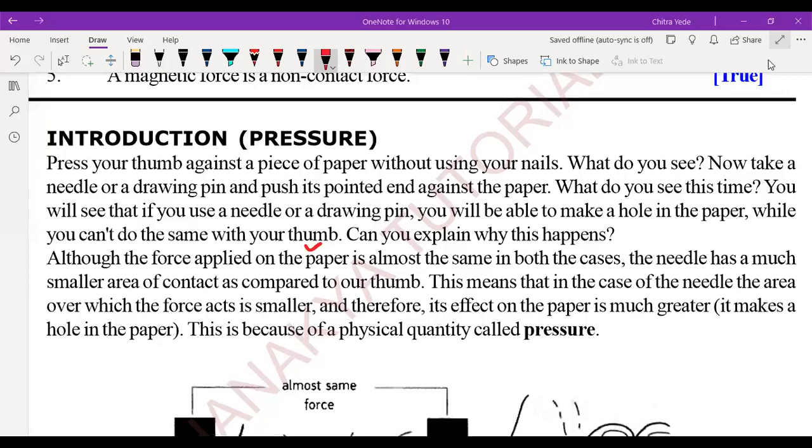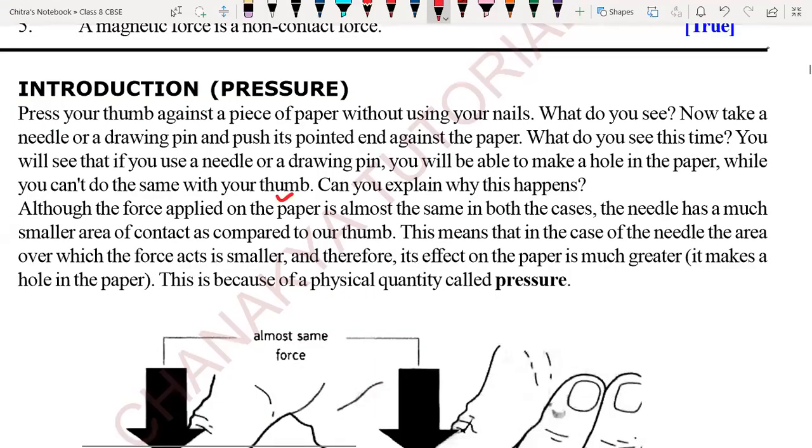Hello everyone. Today we are going to start the next part of our chapter, which is pressure. So what pressure is, we have to understand first with the help of the example given here. Press your thumb against a piece of paper without using your nail.